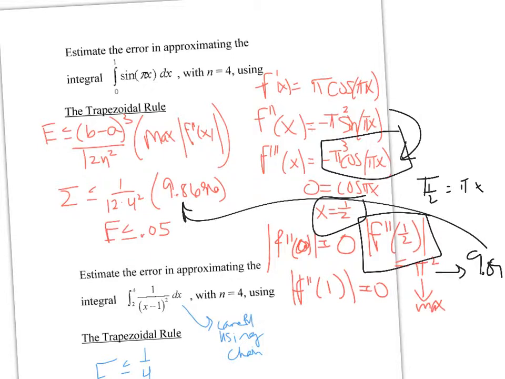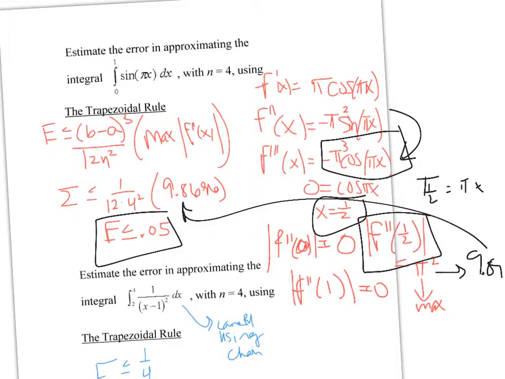You have to do b minus a, when in this case it's 1, so it's 1 over 12 times 4 squared. So you end up with a super small error, which means that you're going to have a shape with sine of pi times x that if you use the trapezoid rule to find the area underneath of it, it's really close to the actual integral value, which is really convenient. Okay.